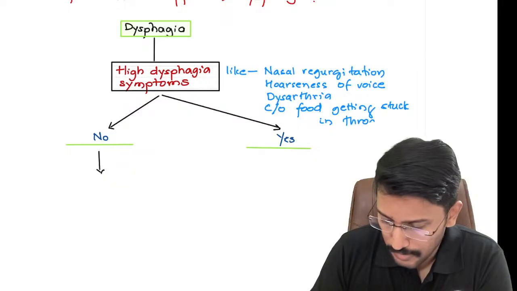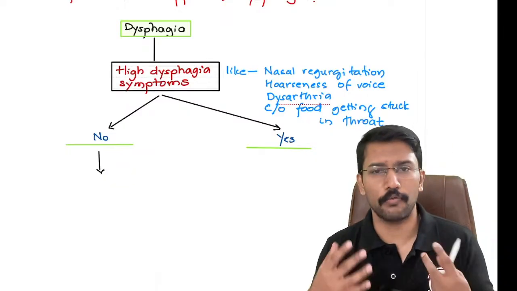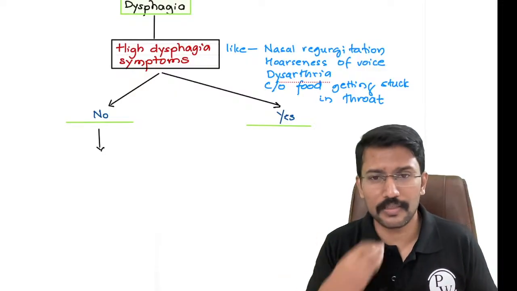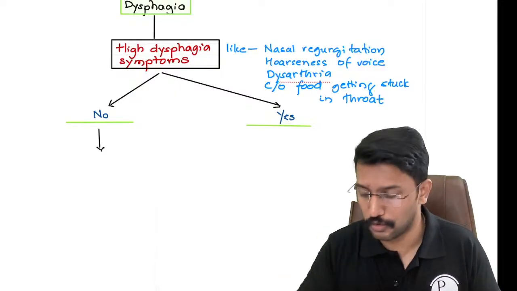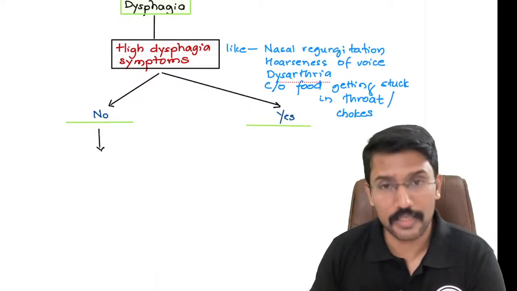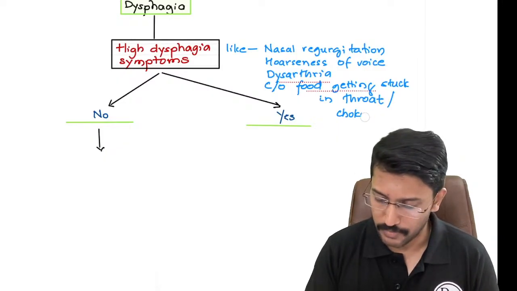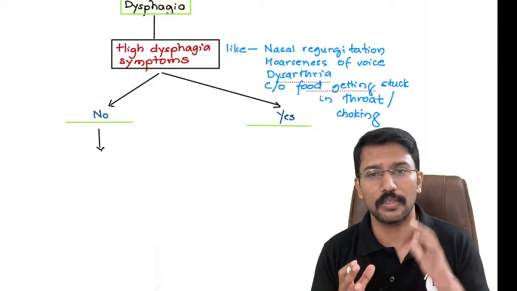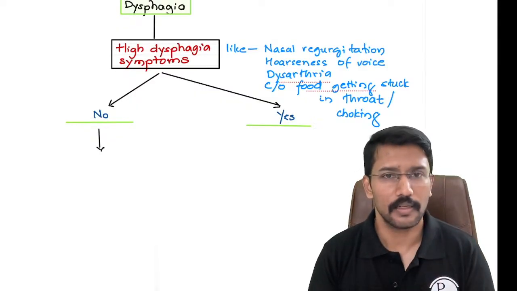See, if I have a difficulty in the esophageal phase, then I would rather feel that food is somewhere getting stuck at the level of the chest. If the patient says that I feel the food is getting stuck in the throat, or if he gives the history of choking, right? If he says that whenever he tries to eat, he feels like he is choking, that is all pointing towards oropharyngeal dysphagia or high dysphagia.